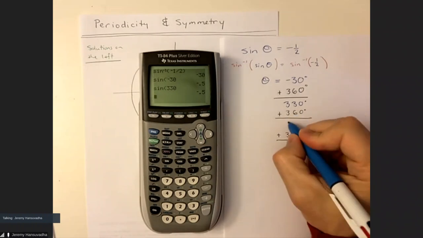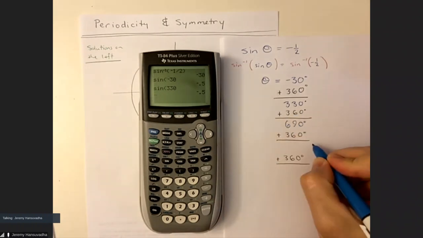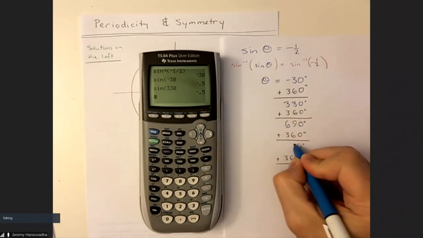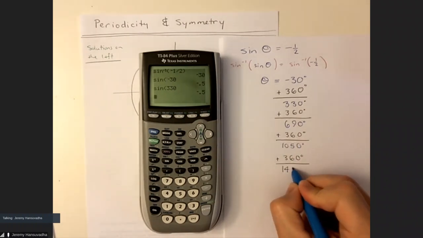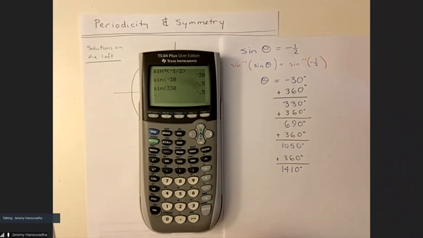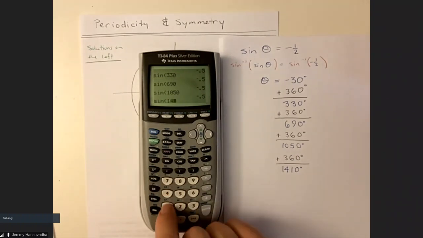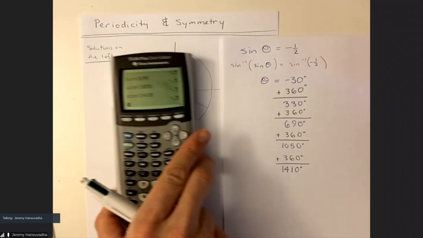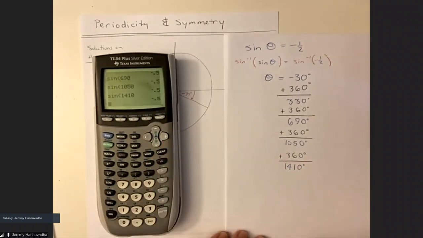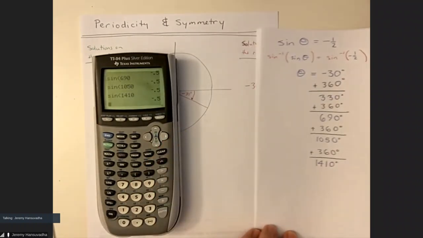So let's see, that's 690. Let's see, this is 1050. And then this is going to be 1410. I'm going to check all those just to be sure and just to show that they all have the same sine. Boom. All of those are solutions. So I'm just going to add these to my list of solutions on the right side.